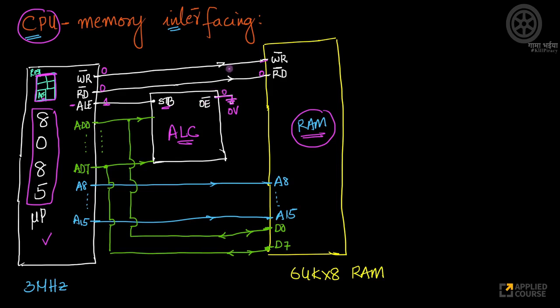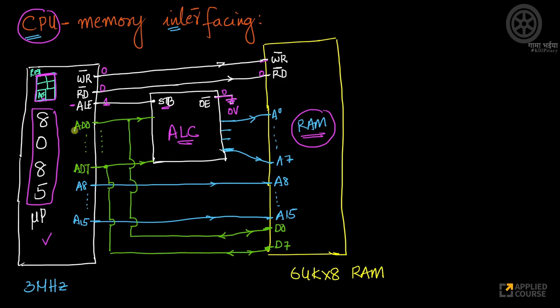This is not the end of it. This is just the starting of it. I've connected the OE to ground, but I forgot to connect the output pins here. There will be a bunch of output pins also. Sorry, let me connect them. These output pins will connect to A0 up to A7. So this is how it will flow.